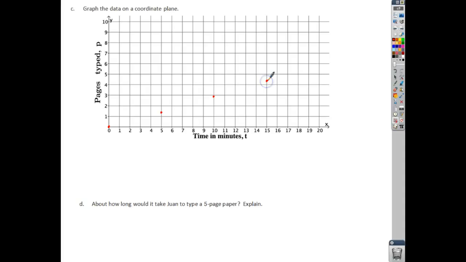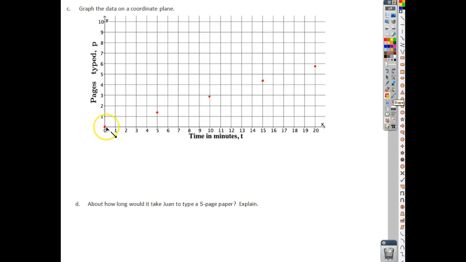And in 20 minutes it was about 5.7, about up there. Okay, and then let's go ahead and try drawing a line here and see what happens. If I draw a line here, yeah, look at that. It's pretty much a straight line, it just keeps going.